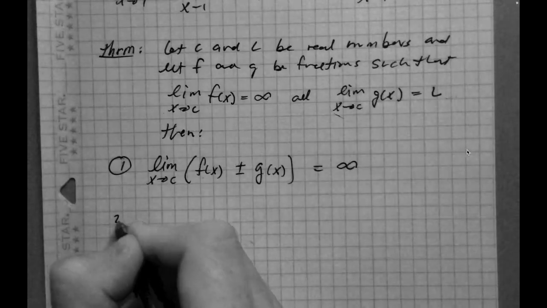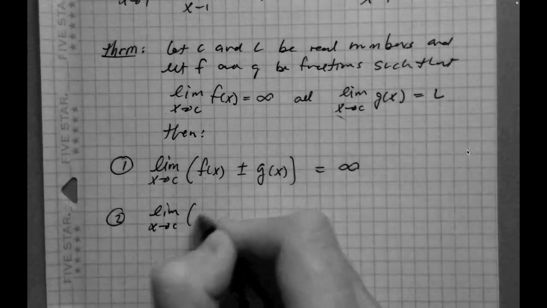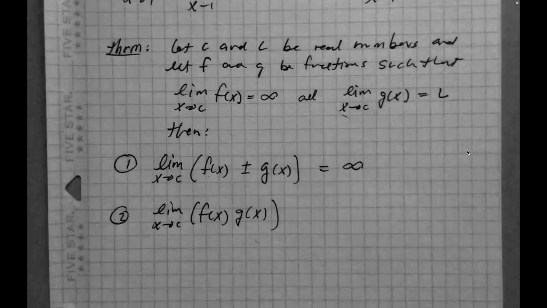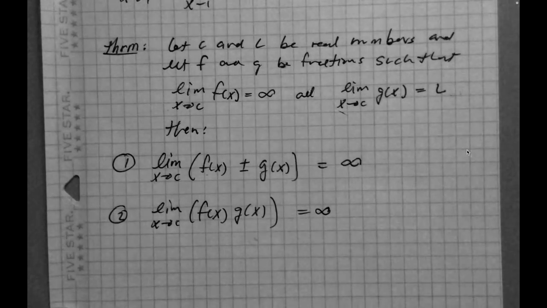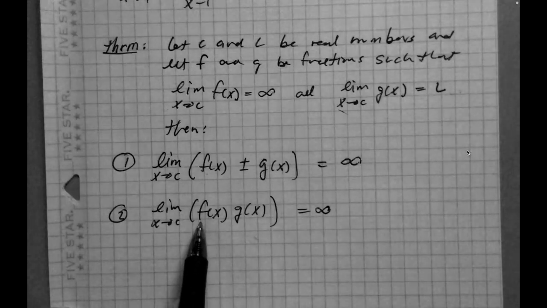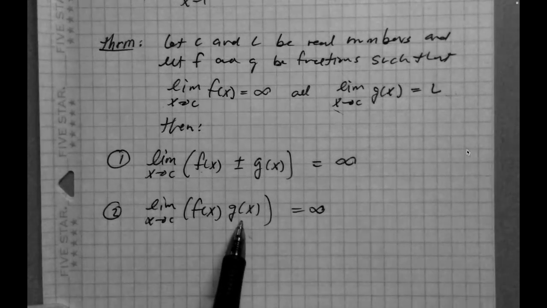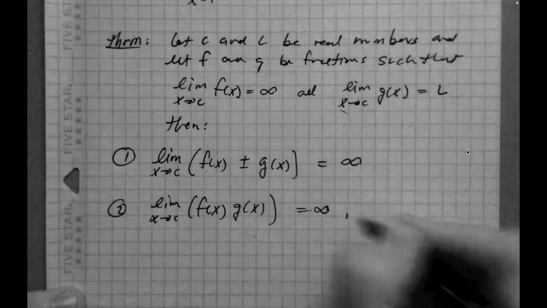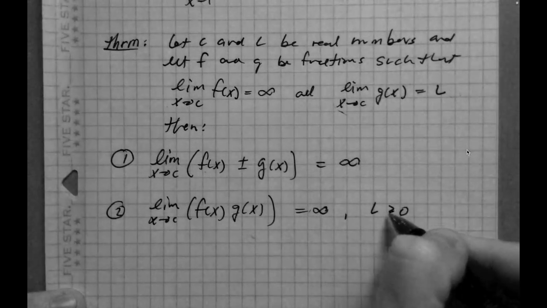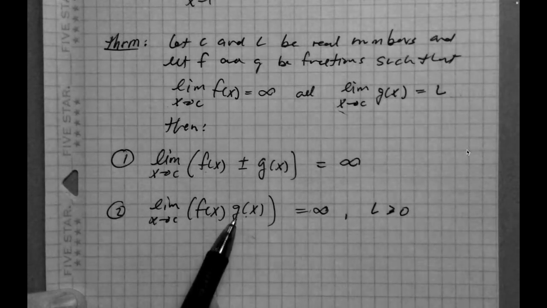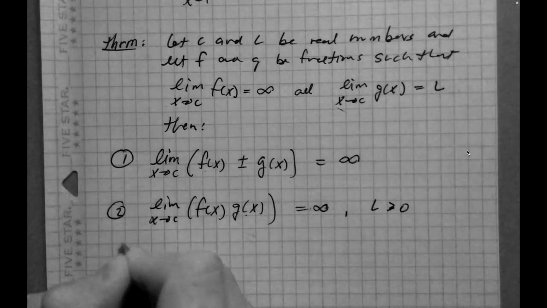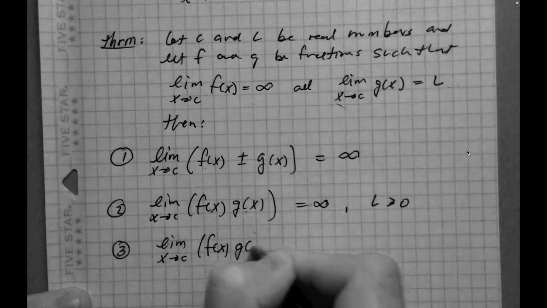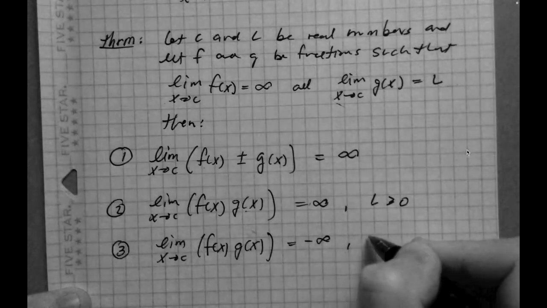What happens with the product of f and g? Well, same deal, right? If the value here goes to infinity and this one goes to a real number L, then the product is going to be infinite. Now this heads off to infinity only in the case where the limit L is greater than 0. If g is heading towards a negative number, then the whole thing would do the opposite. In fact, that's bullet 3. So the product will be negative infinity if L is less than 0.